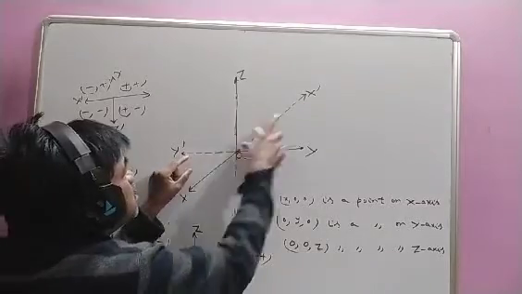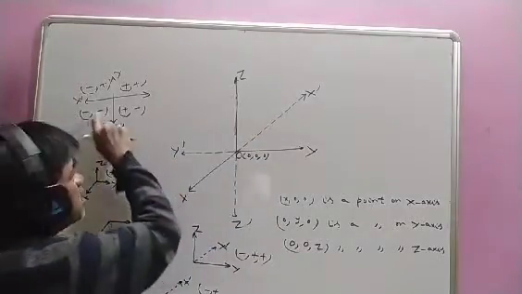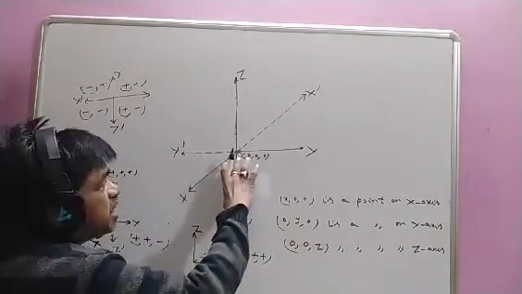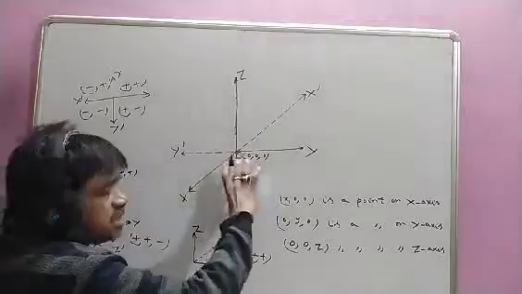So you should draw this one, then this one. That will be minus minus plus. Then minus minus minus, so this is x negative, y negative, z negative. You have to draw like this x, like this y, like this z.